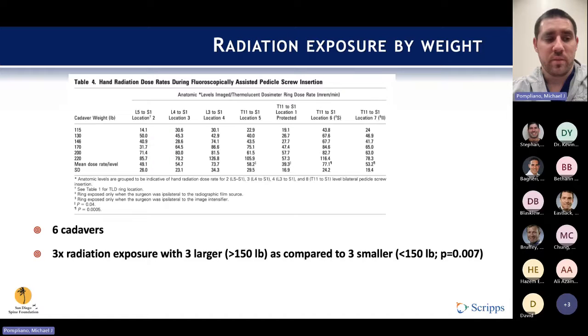With respect to weight, they had 6 cadavers in this study. 3 were under 150 pounds and 3 were over 150 pounds. I don't think they necessarily designed it that way, but they found that there was significantly more radiation exposure with the larger cadavers, again, at all time points, all locations.